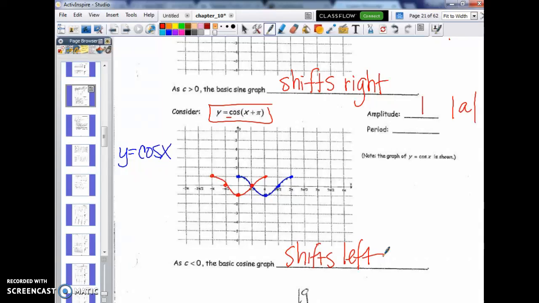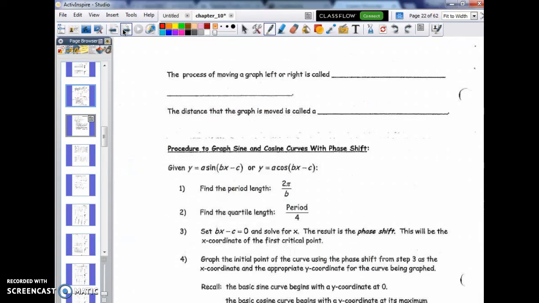Okay, and if we want to think about this period length here, we know it starts at negative pi, ends at pi. So we're thinking, how long is this graph? Okay, so from negative pi to pi, it's a length still of 2 pi. So the period length of this graph is 2 pi, just like our regular cosine function, except this one was shifted left. All right, let's take a look at the next page here.